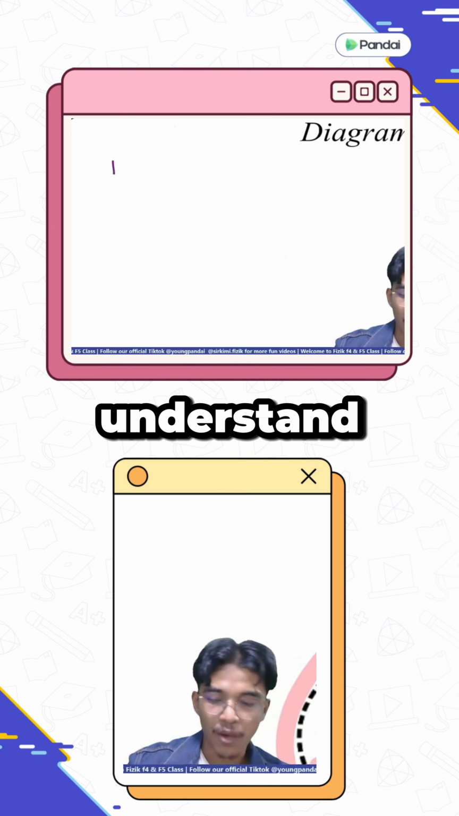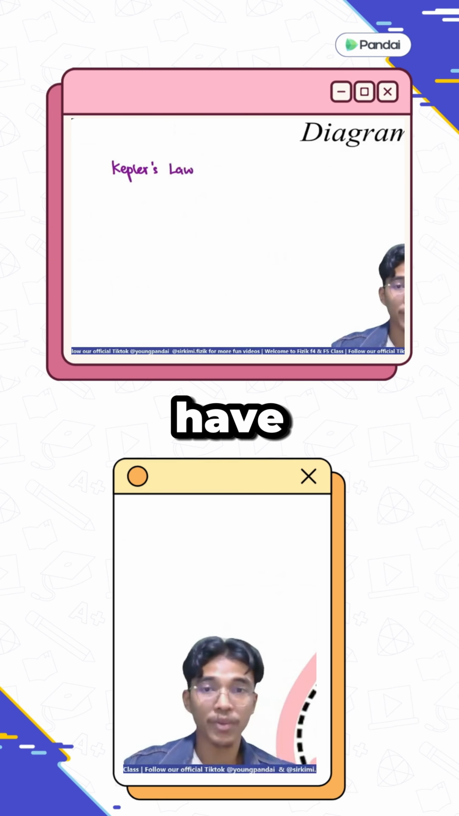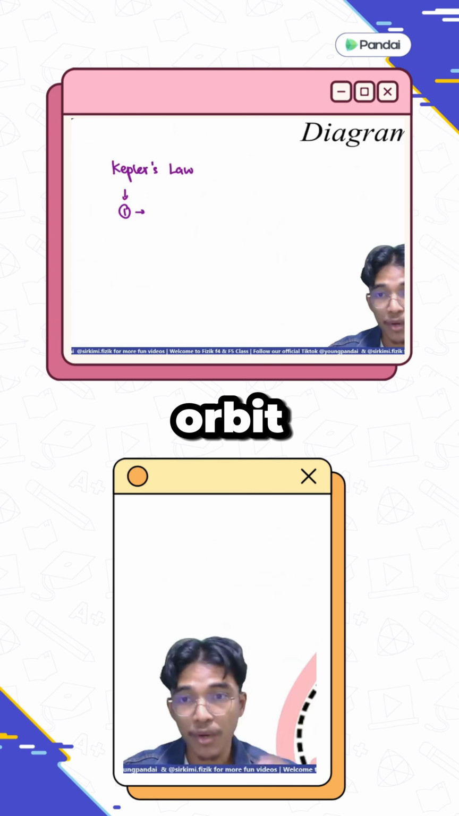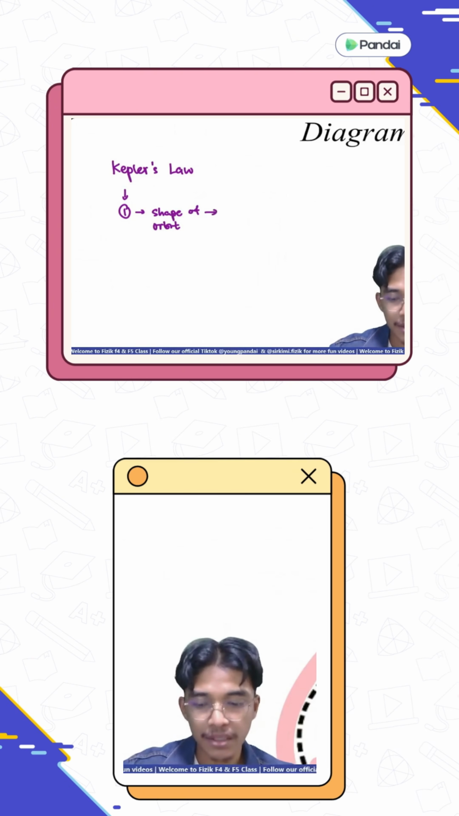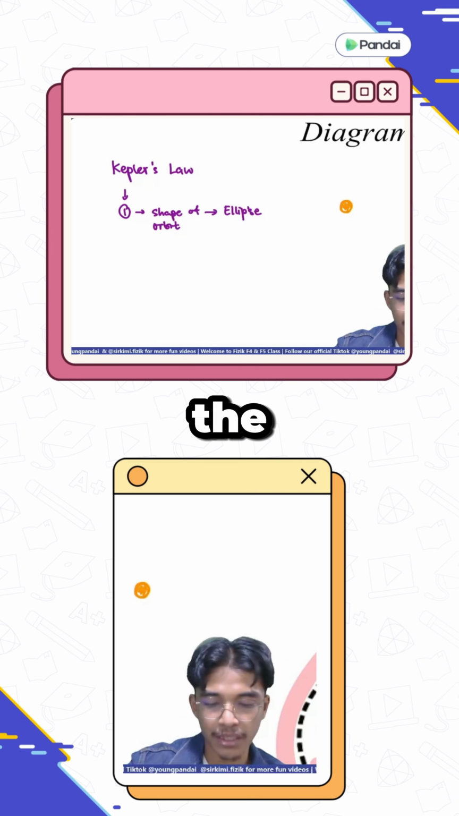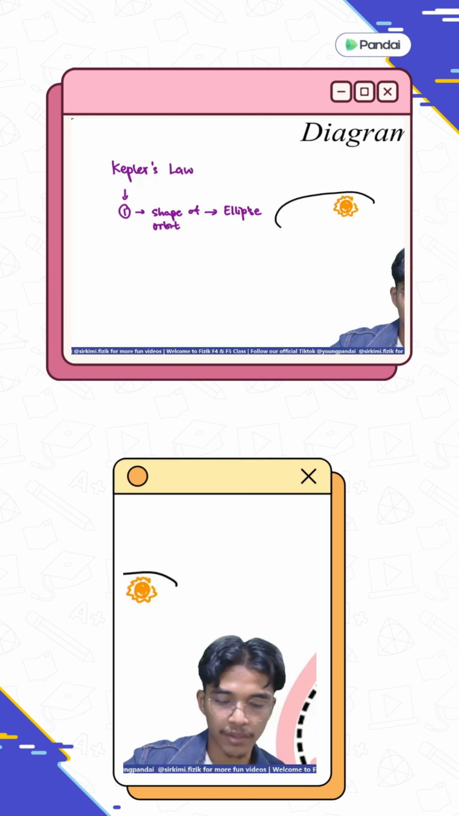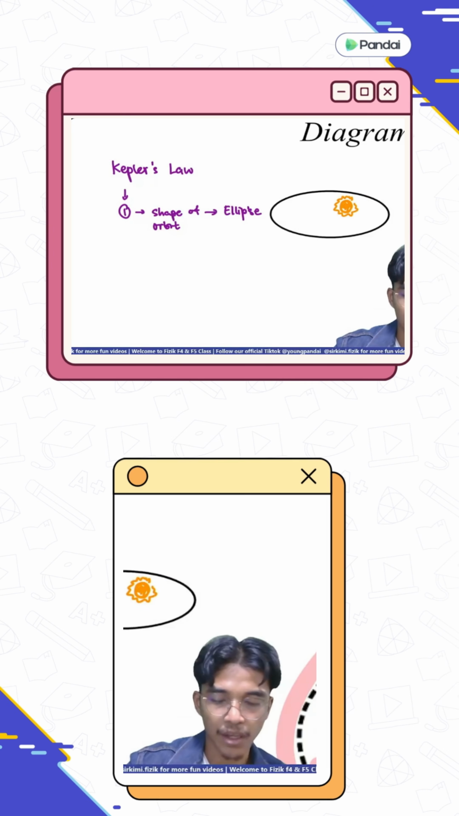You have to understand, when we are talking about Kepler's law, you are going to have three laws. The first law will be talking about the shape of the orbit. What is the shape of the orbit that has been introduced by Kepler? The elliptical shape, ellipse. The sun will be in one of the foci, and then you are going to have the planet that is going to move around the sun in an elliptical orbit.